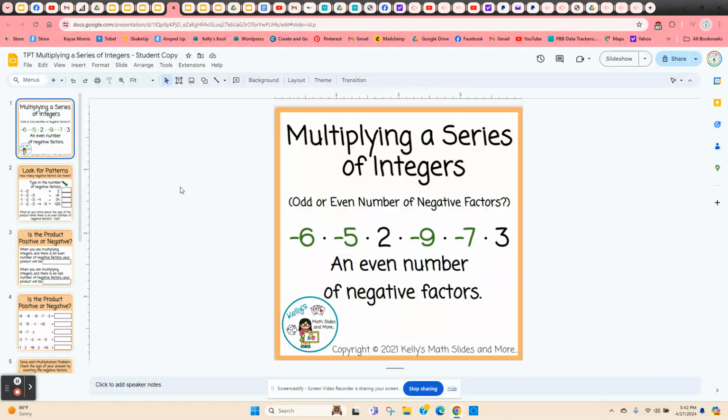Multiplying a series of integers. This is a digital lesson, and it teaches students how to find the answer of their product when they're multiplying several factors that are positive and negative.